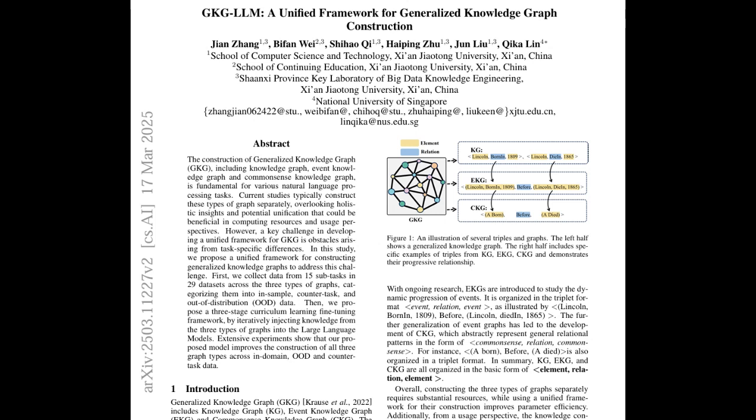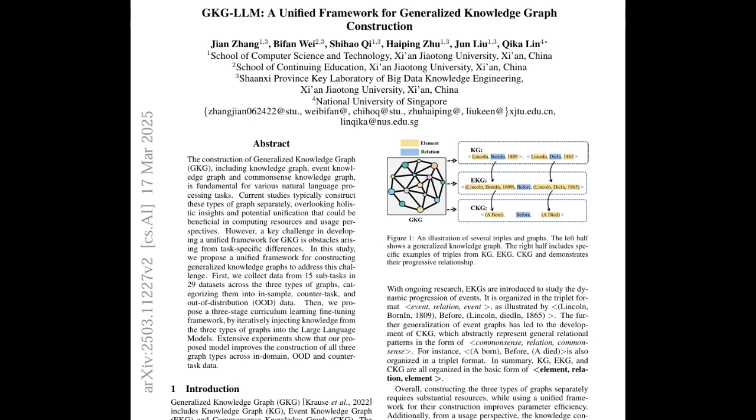The results were really impressive. They compared GKG-LLM to a bunch of other state-of-the-art models, including both closed-source models like GPT-4 and open-source models like LLaMA-2 and LLaMA-3. And across all 15 knowledge graph construction tasks and all 29 datasets, GKG-LLM consistently outperformed the competition. Wow, that's a pretty strong statement. Can you give us some specific examples of just how much better it performed?